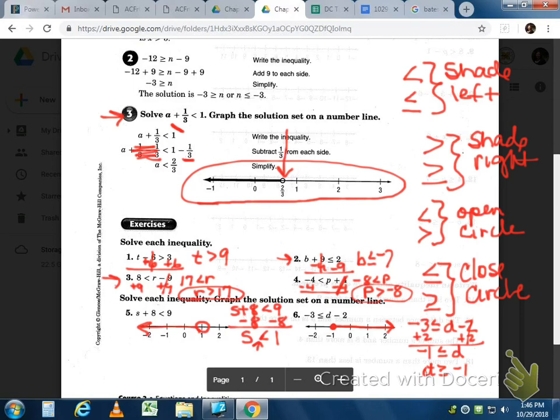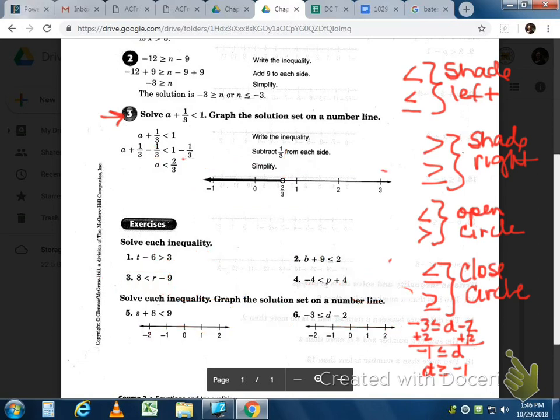Okay, let's just do some where we're just shading, just to see. All right, with this inequality right here, let's say that I write x greater than 0. If I say x is greater than 0, is it an open or closed circle? If it's greater than 0, is 0 included? Right. No. So it's open. And then if it's greater than, which way do I shade? Liam? You shade left. Or right. Greater than is to the right.